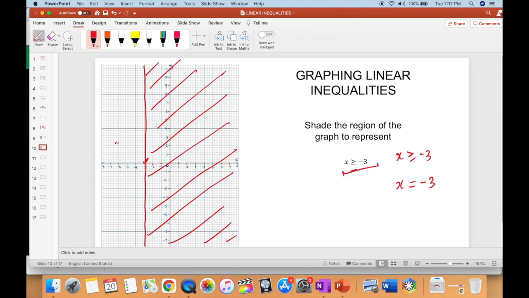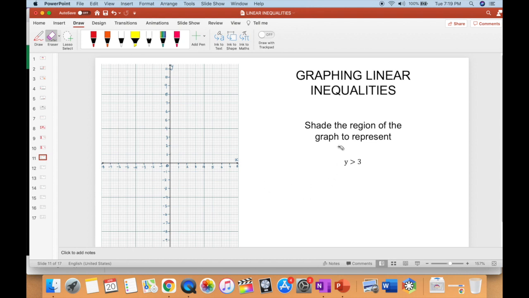So you notice in this region here, the inequality does not hold, because x is less than -3 over here. But in this shaded region, the inequality is true. So that's 3 done, or at least 3 done. Now let's take a look at this one.